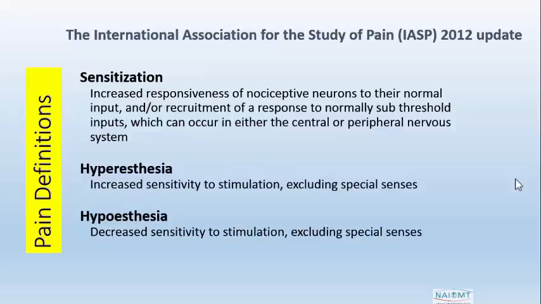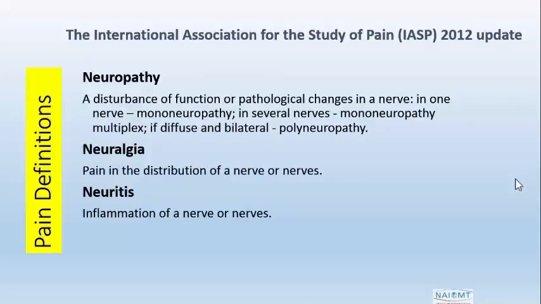Central sensitization is a dysfunction within the brain, midbrain, or spinal cord, which increases the transmission of painful stimulus. Hyperesthesia is increased sensitivity to stimulation. Hypoesthesia is decreased. Neuropathy is a functional or pathologic change in a nerve. Neuralgia is pain in the distribution of a nerve or nerves, neuritis being the inflammation.